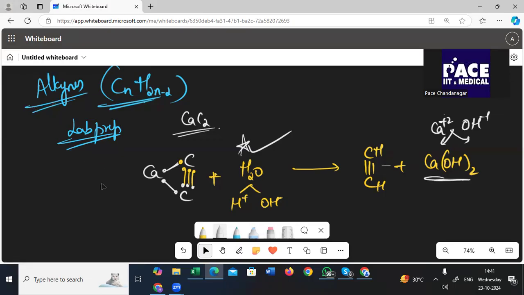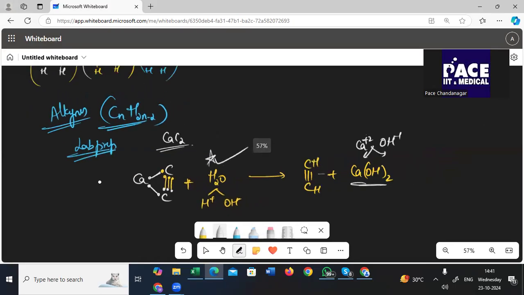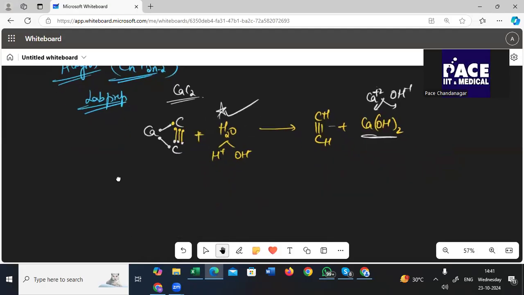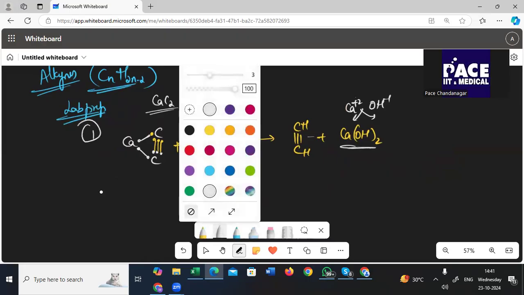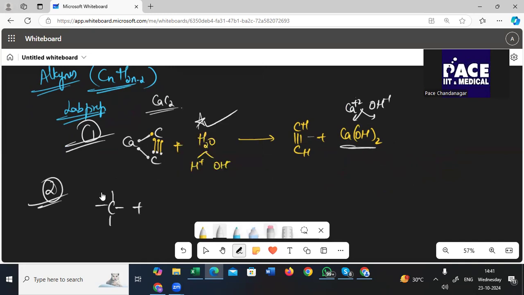Now, what if I use only 1 carbon? If I use methane, can we prepare this? Yes, of course, we can prepare it from methane as well. This is first preparation. And second preparation, this is CH4. Now, this CH4, in the presence of electric arc at 1500 degrees Celsius, what happens here? Put a 2 in front of it, to balance.